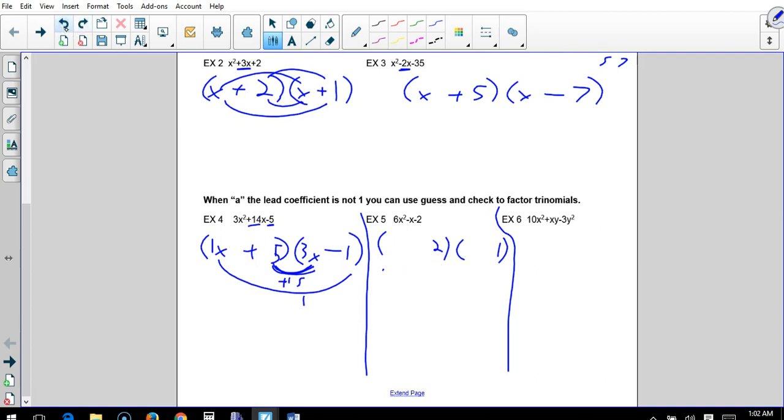So what if I try 3 and 2? That's 3 and that's 4. 4 minus 3 is 1. That works. So I want more negatives. So I want my 4 right here to be negative and my 3 to be positive. And I can't forget my x's.